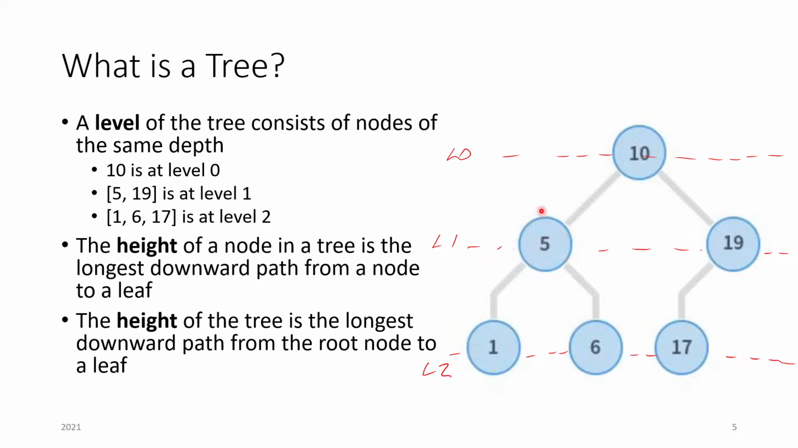The height of the overall tree would be from the root node to a leaf in particular. So the height of this entire tree here is going to be a difference of 2 levels. So we are 0, 1, and 2. Are there any particular questions regarding this terminology so far with respect to trees?